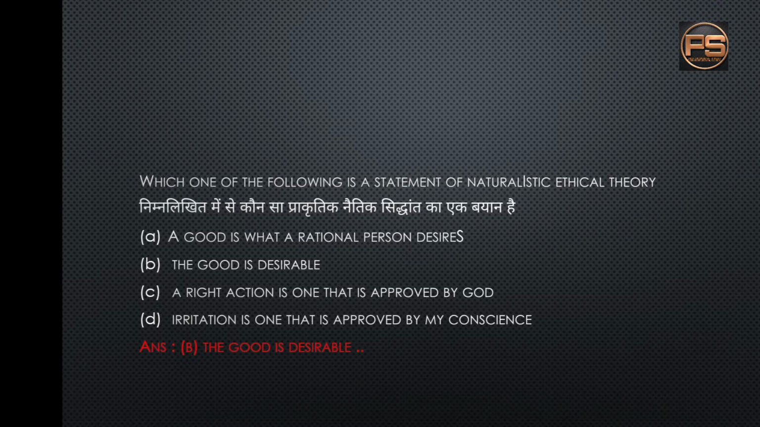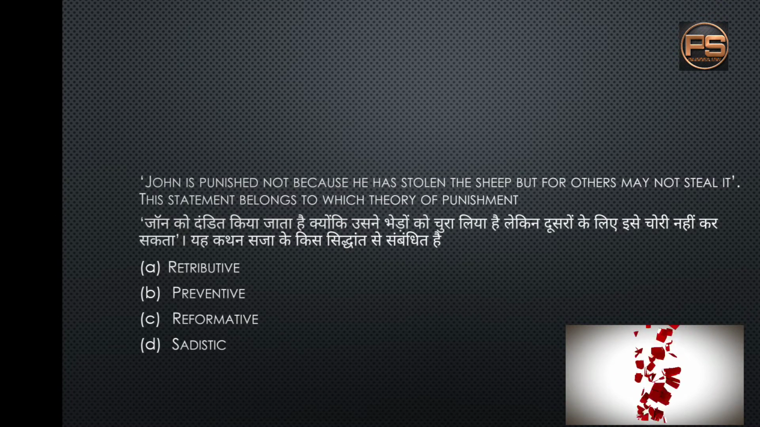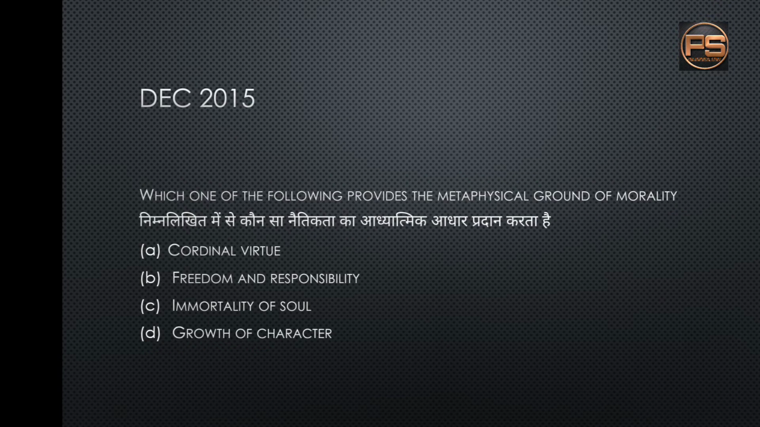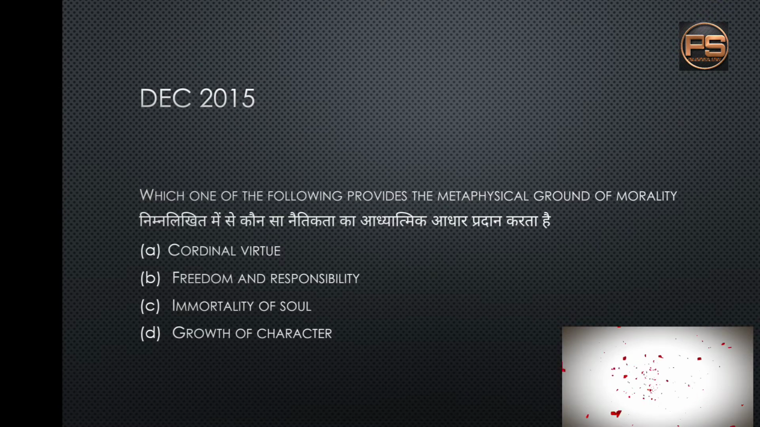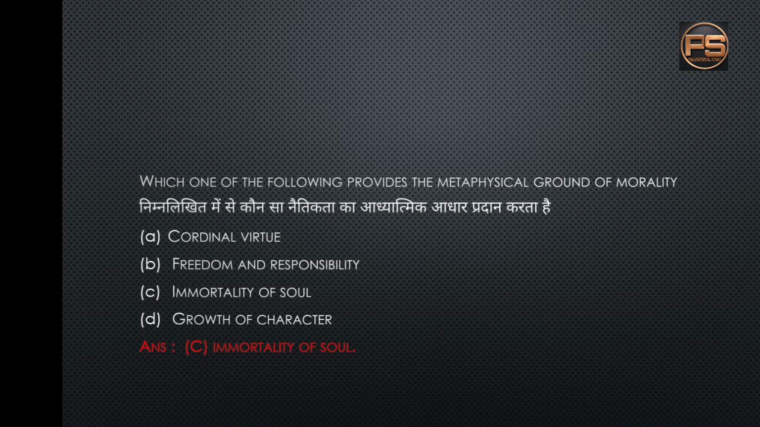And next question is, John is punished not because he has stolen the sheep, but so that others may not steal it. This statement belongs to which theory of punishment? And the answer is B, preventive. Next question is, which one of the following provides the metaphysical ground of morality? And the answer is C, immortality of soul.